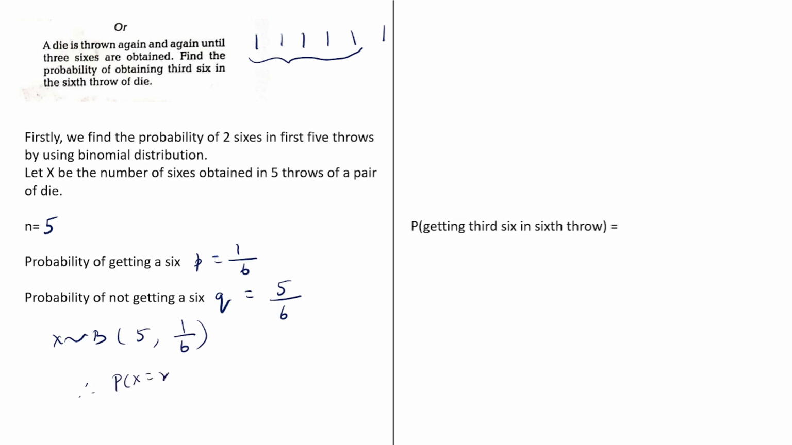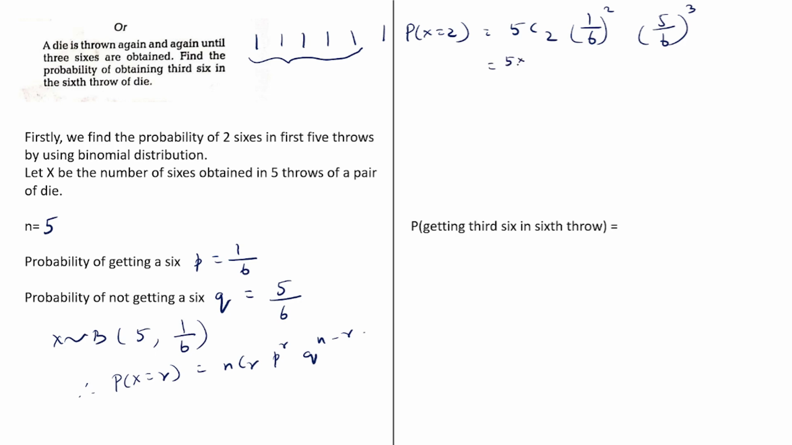Therefore, we have the probability of x equal to r successes. It is nCr, p raised to r, q raised to n minus r. Now let us find the probability of x equal to 2, because that will give the probability of getting 2 sixes in the first 5 rows. So probability of x equal to 2 is 5C2, then p raised to 2, that is 1 by 6 the whole raised to 2, and q raised to 5 minus 2, that is 5 by 6 whole cube.